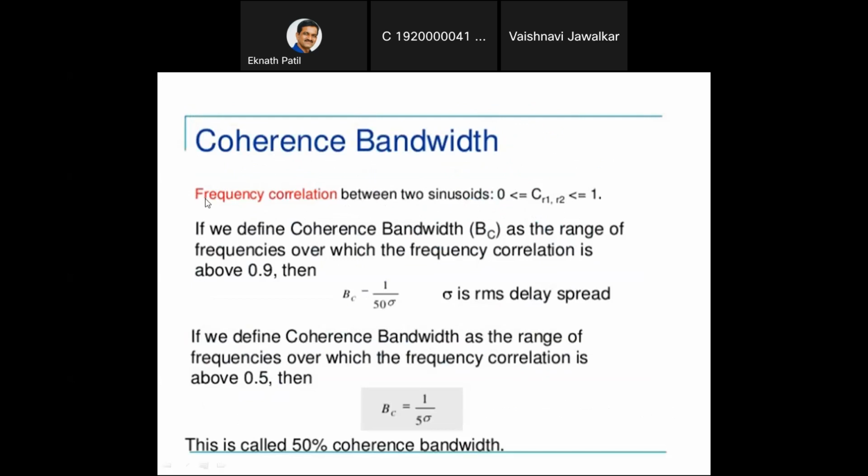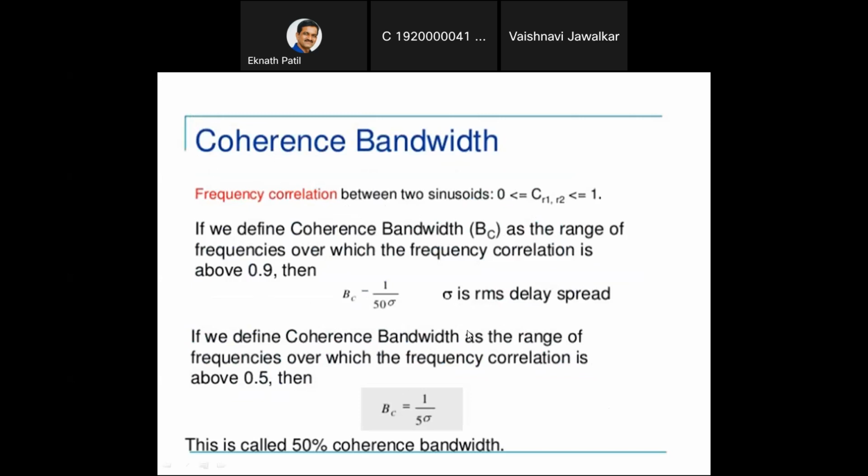Frequency correlation between two sinusoids: 0 is less than or equal to C(R1, R2), which is less than or equal to 1. If we define the coherent bandwidth Bc as the range of frequencies over which the frequency correlation is above 0.9, then Bc is equal to 1 divided by 50 sigma, where sigma is the RMS delay spread.